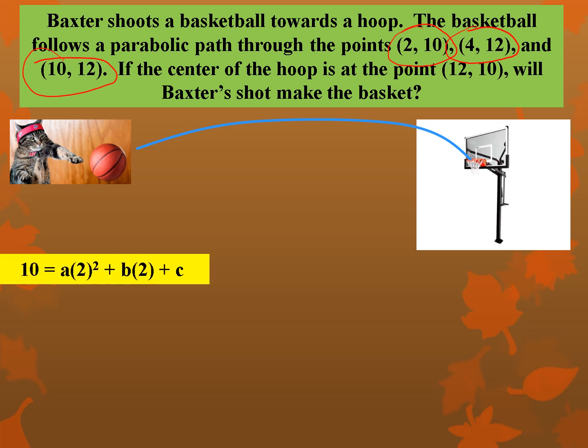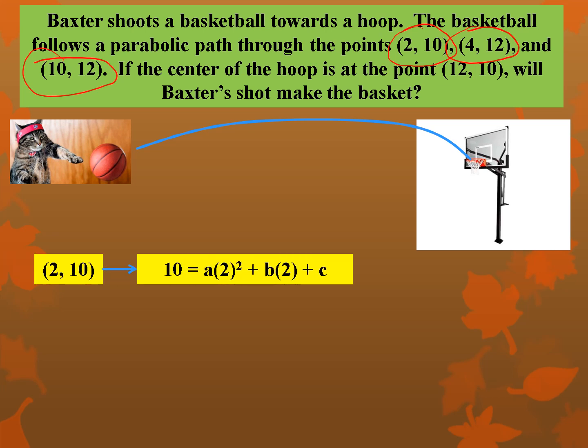So we're going to do (2, 10), and we're going to plug it into standard form. Remember, 2 goes in for x, and 10 goes in for y. So when we simplify that, we get 4a plus 2b plus c equals 10.